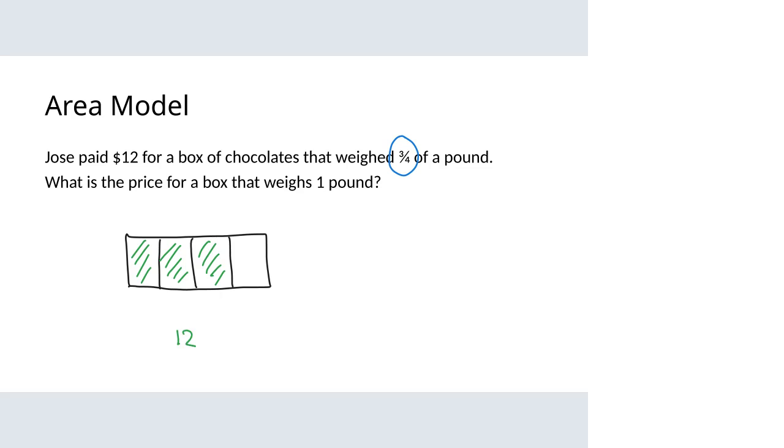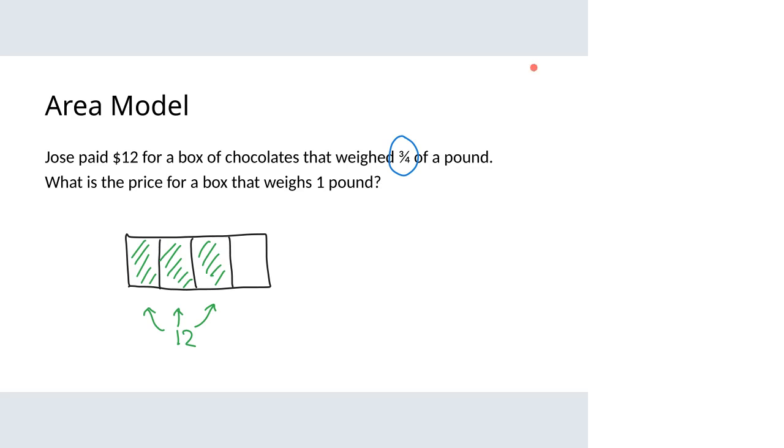So my question to you is this: if he paid $12 for those 3/4, how much did he pay for each of those little rectangles? If he paid $12 for 3/4 of a pound, how much did he pay for each fourth is really what I'm asking. $4. Perfect, Nicole.